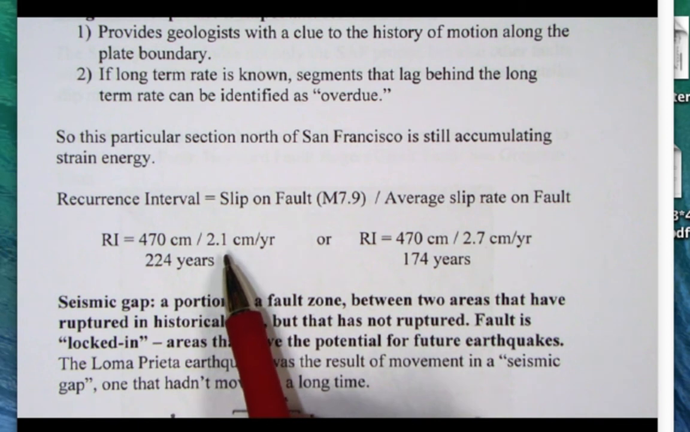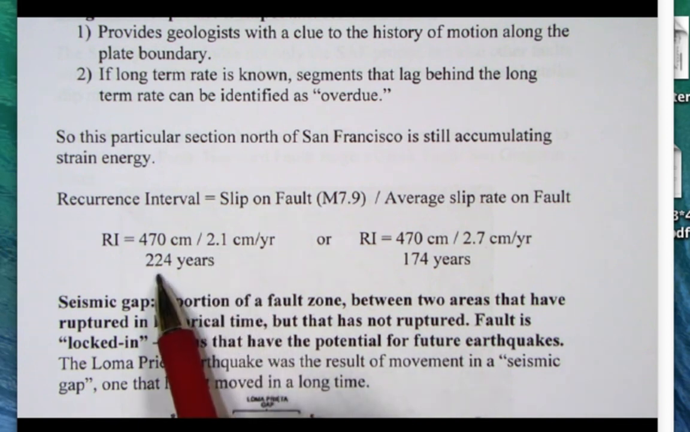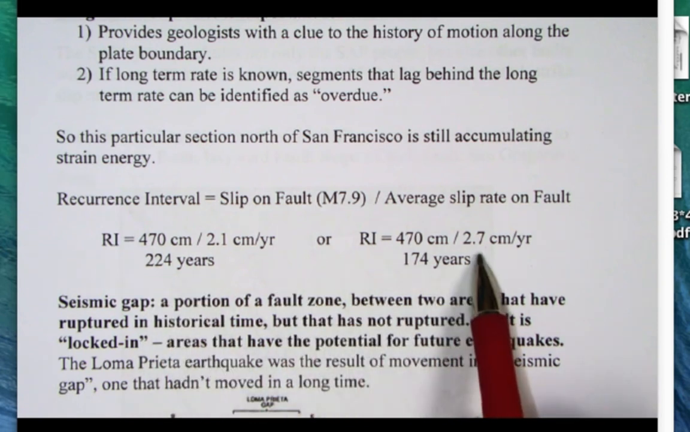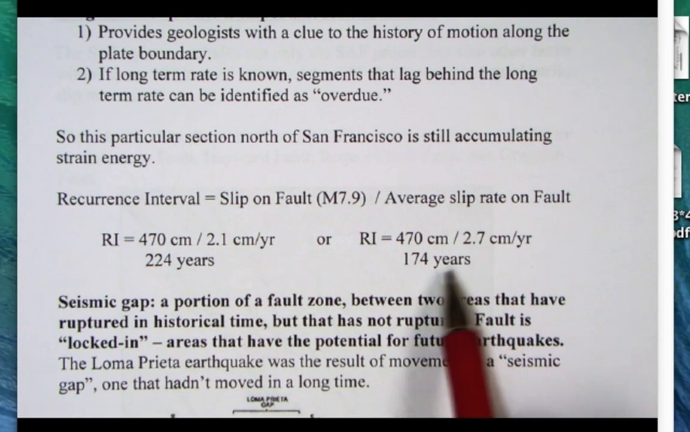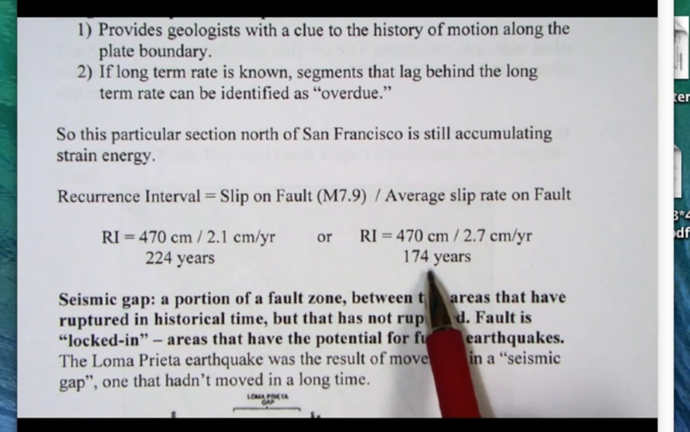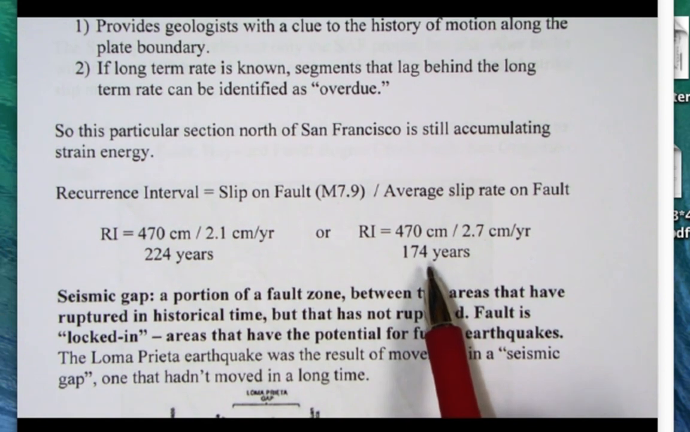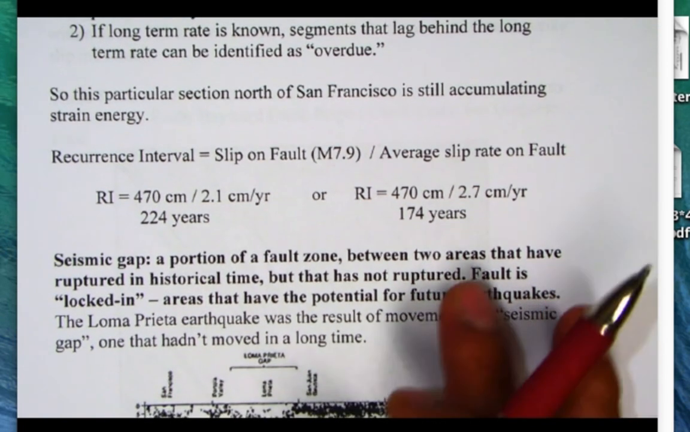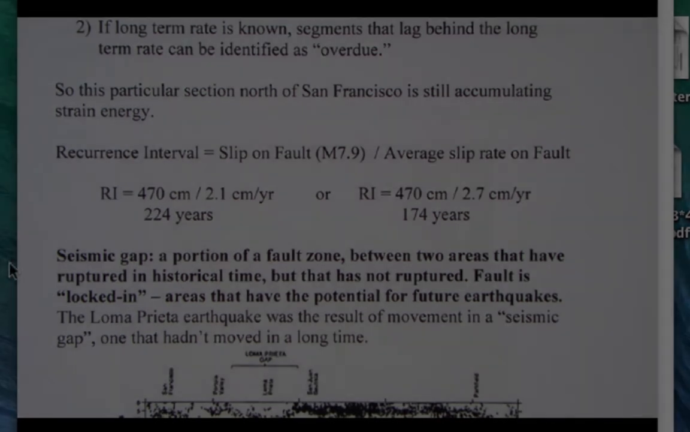And so if we do it over 2.1 centimeters a year, then the recurrence interval is every 224 years. If the fault is moving at 2.7 centimeters per year, which is in that range, then it can happen every 174 years. So we're still a little ways out for a large magnitude earthquake, at least north of San Francisco, which means that other parts of the San Andreas Fault can still be locked in. And so, in fact, we'll talk about that in the next section here.